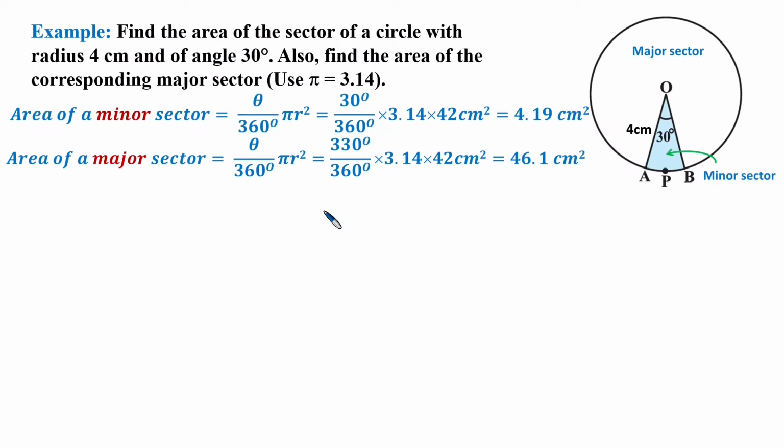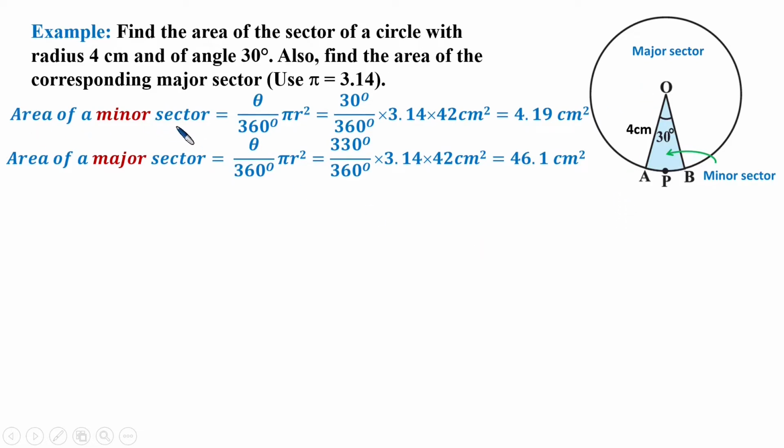Okay, now we discuss some examples before going to exercises. Find the area of a sector of a circle with radius 4 centimeter, this is 4 centimeter, and angle, this is 30. So this is a sector, this is a minor sector, and this big white area is the major sector. Here they have asked to find the area of this shaded region and also this white unshaded region, the major sector.